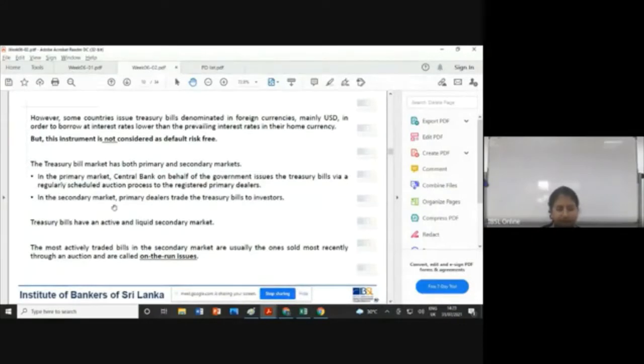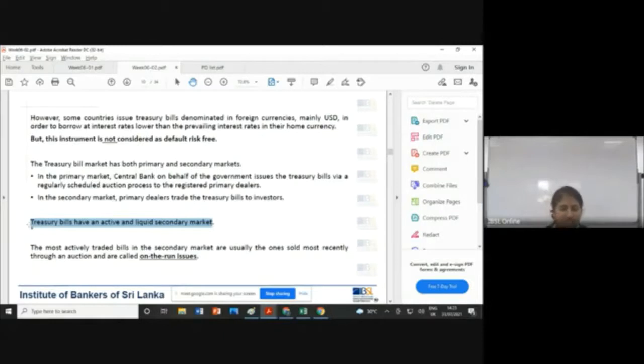Treasury bills have an active and liquid secondary market. The secondary market for treasury bill is one of the most liquid markets that you can see for a money market instrument. Why? Even though it's shorter, you could see this instrument being traded in the secondary market. Why? Because individuals, standalone investors, are unable to bid directly in the primary market, correct? It's through that they get their bid, through the primary dealer. Subsequently, the primary dealer transfers to the investor.